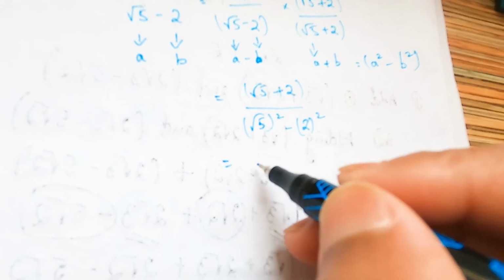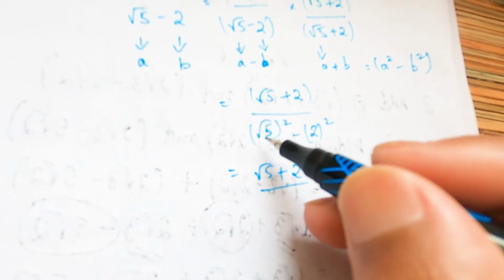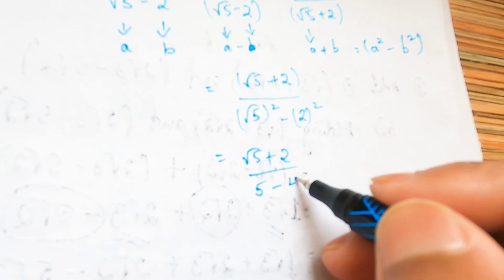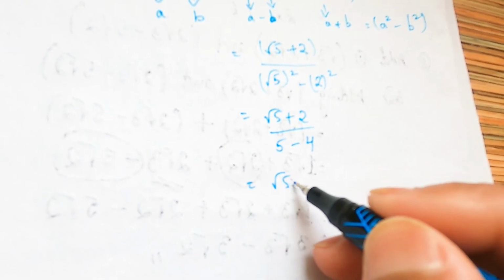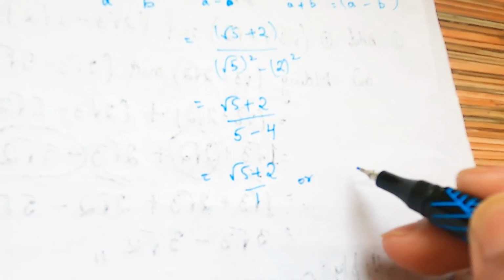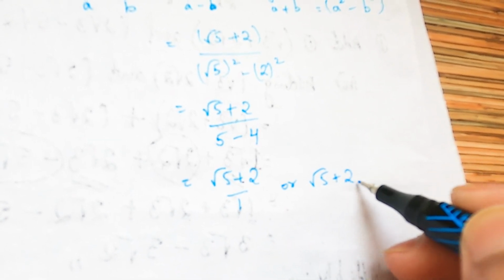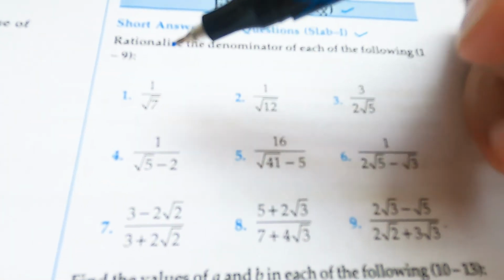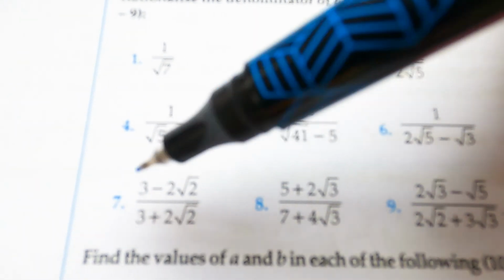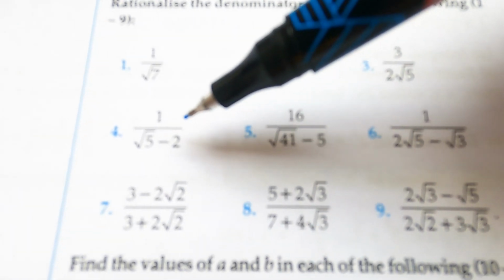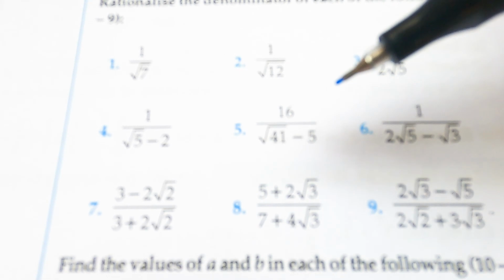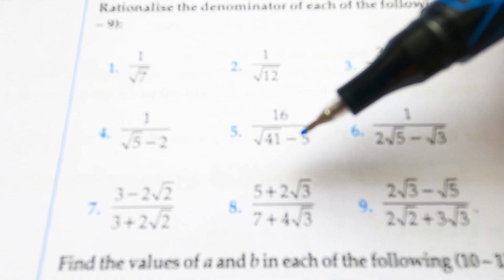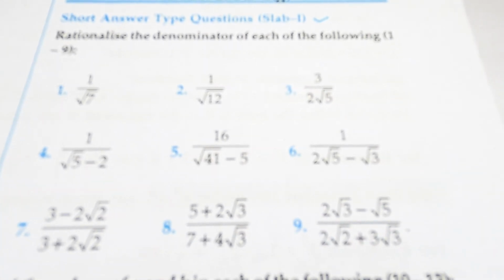In the numerator, it will be root 5 plus 2. Root 5 to the power square will be 5, and 2 to the power 2 will be 4. So it will be root 5 plus 2 by 1, or simply you can just write root 5 plus 2. So this will be your answer. For homework, you will do 5, 6, 7, 8 and 9, exactly the same. Simply use the identity A minus B, A plus B is equal to A square minus B square.